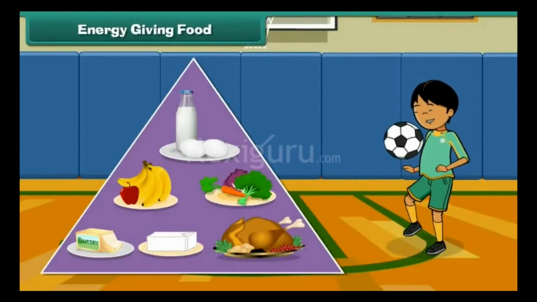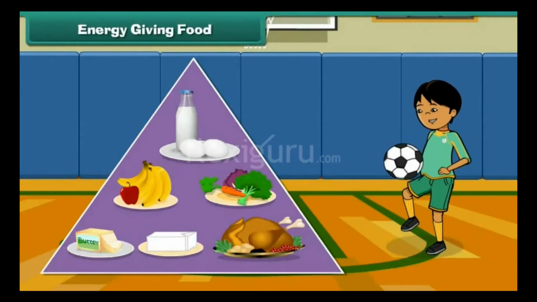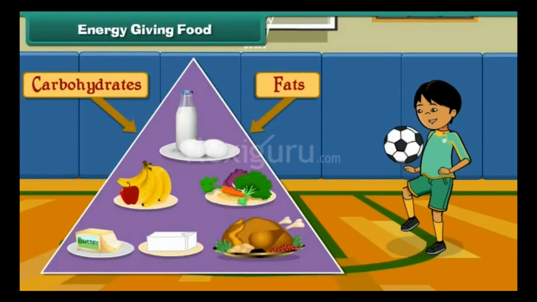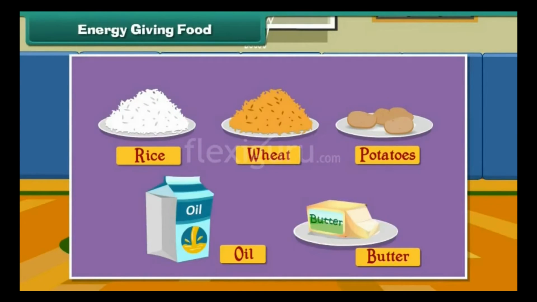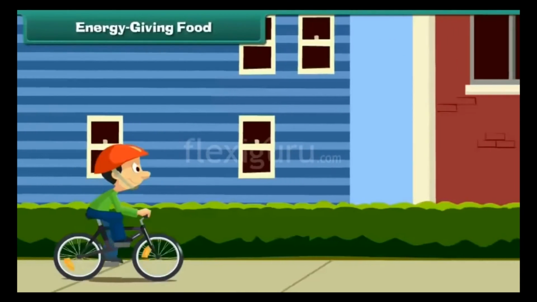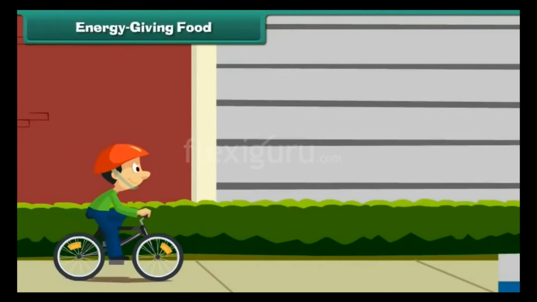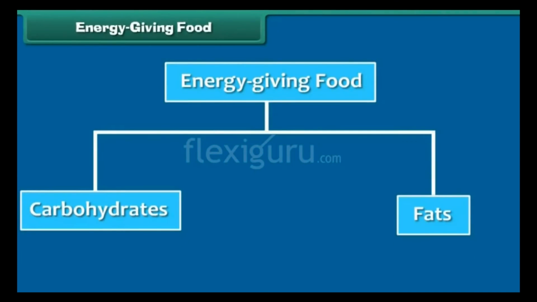Energy-giving food. Energy-giving food gives us energy to do work. Energy-giving food is rich in carbohydrates and fats. Rice, wheat, potato, oil and butter are examples of energy-giving food. Rice, wheat and potatoes have carbohydrates. Oil and butter have fats. Carbohydrates and fats supply our body with energy and keep us alive.